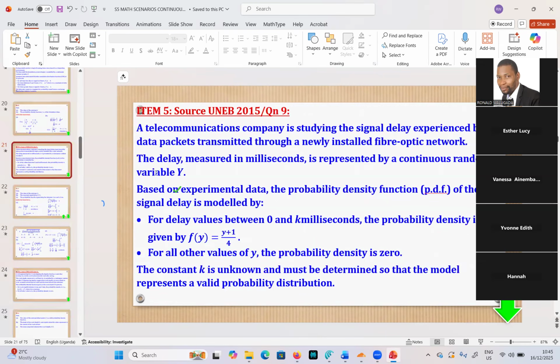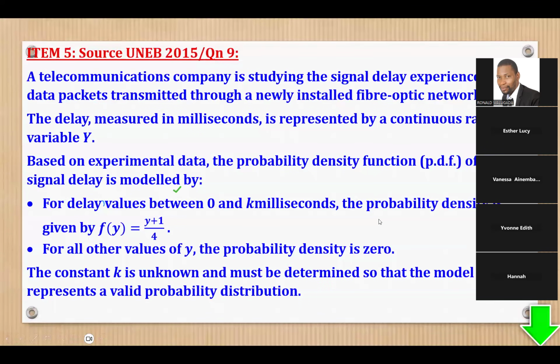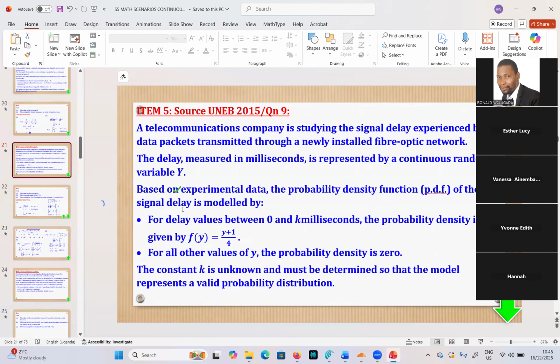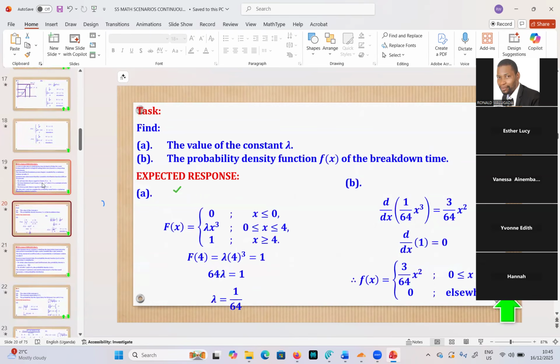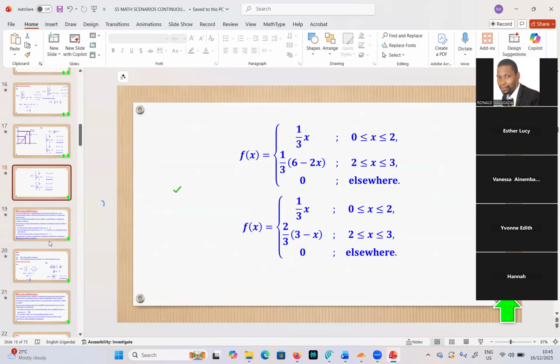Okay. Let's try that. Teacher, I have an inquiry before we move. For me, I differentiated what was inside the bracket. So I got a third into 6 minus 2x. I think it is correct. I only reduced it. It is okay.